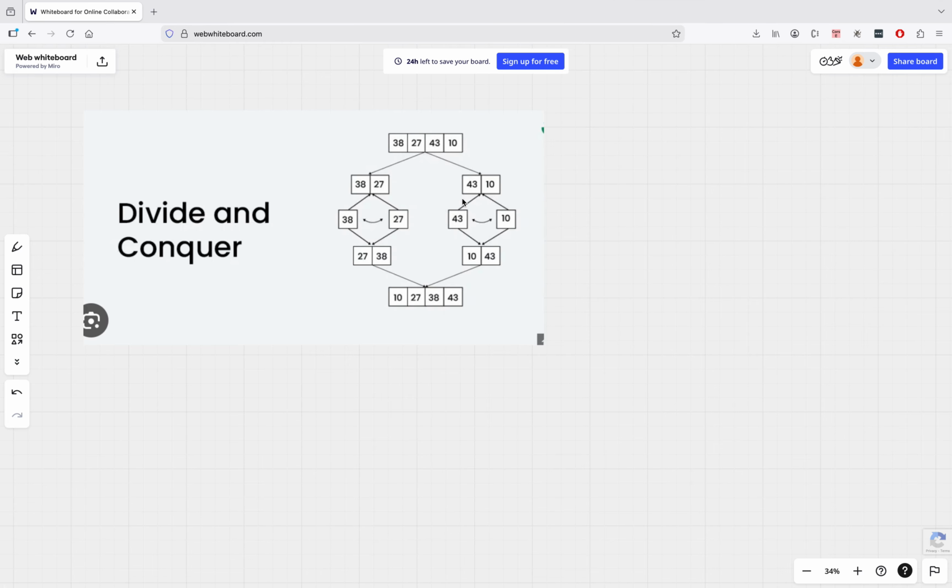Cool. Hey everyone. Today I'm going to be continuing my computer science journey and talking about divide and conquer. This concept is one that took me a while to grasp when I was in college.